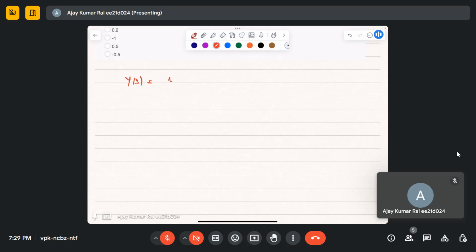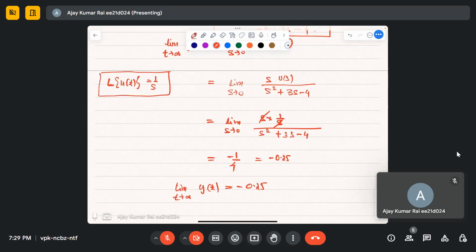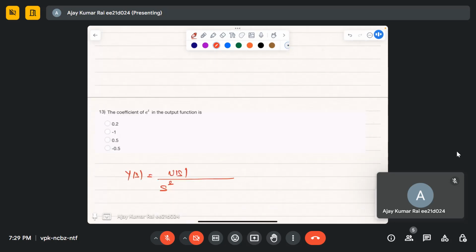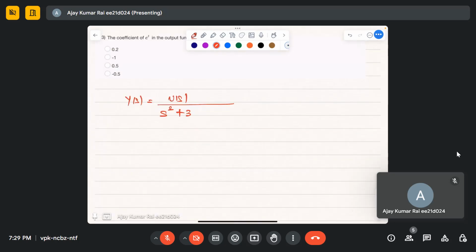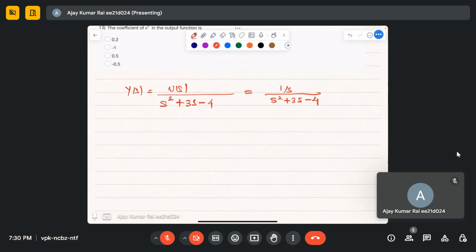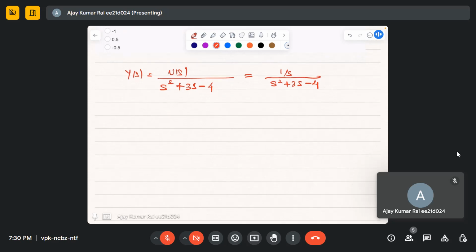Y(s) is U(s) over s square plus 3s minus 4. We'll use U(s) as 1 by s, right? So this is like 1 by s into s square plus 3s minus 4. Okay, so let's find the factors here. What are the factors? Can you tell me?